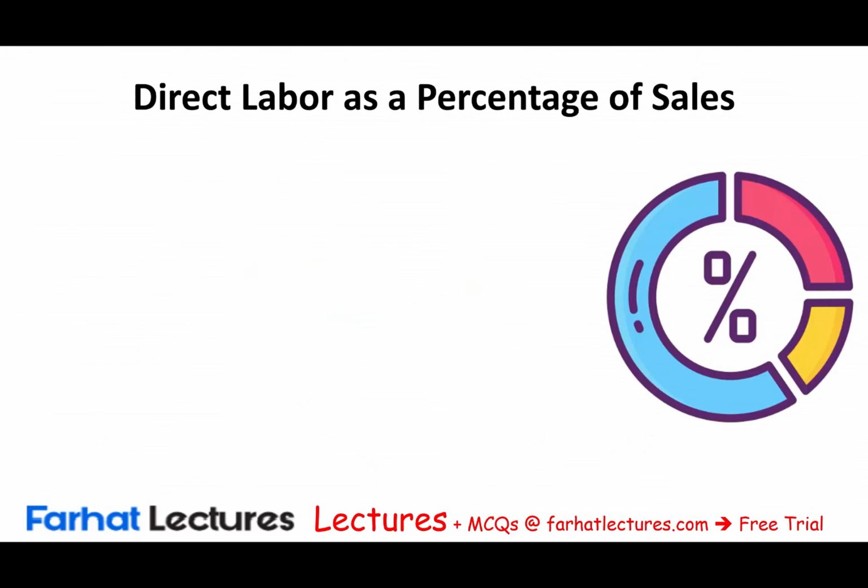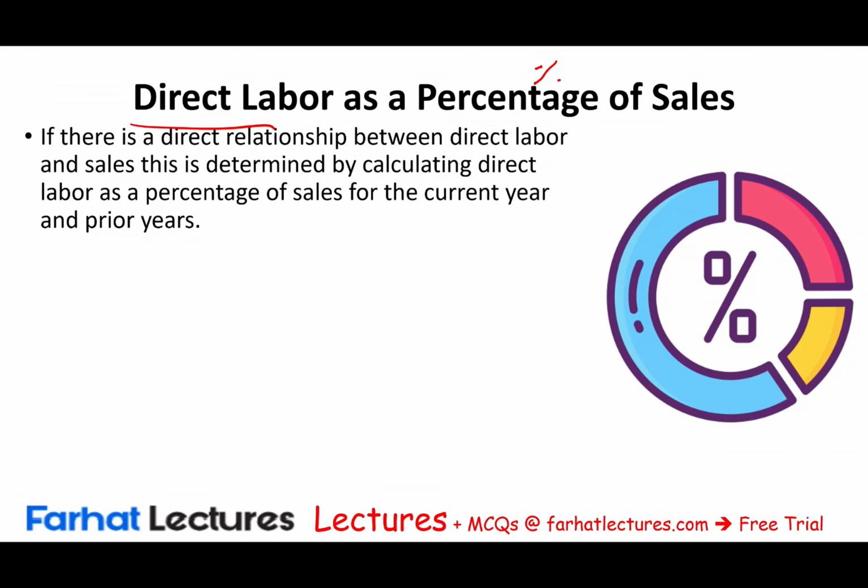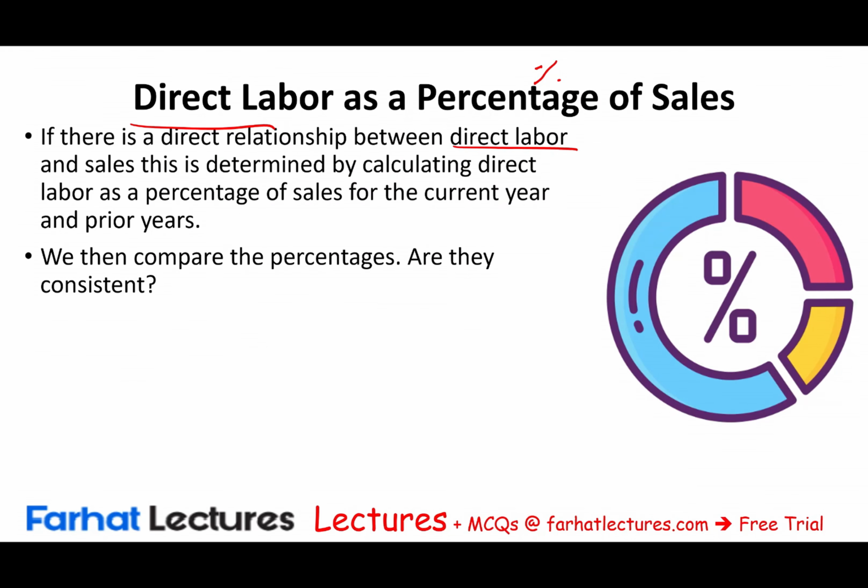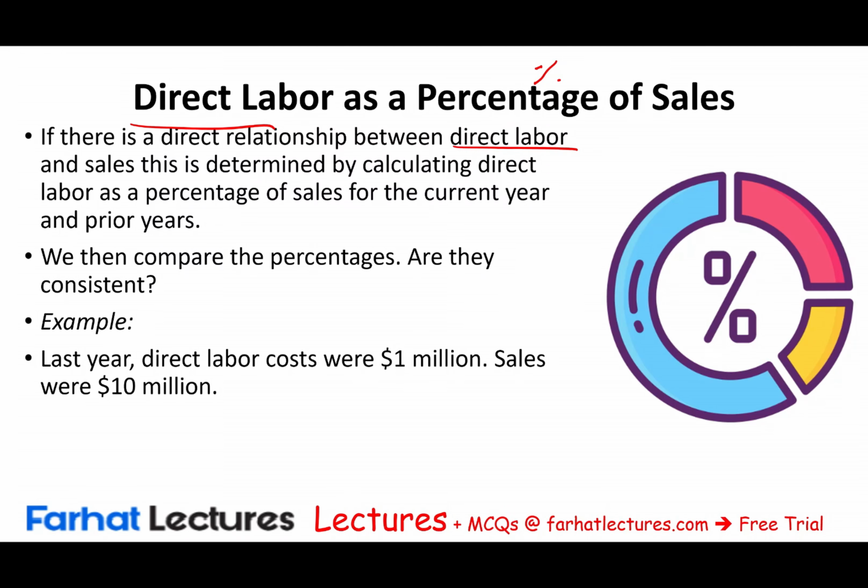Another tool we can use is direct labor as a percentage of sales. If there's a relationship between direct labor and sales, then we could look at this percentage from year to year, and it should be consistent. Now, again, we assume in here there's some sort of consistency. For example, last year labor cost was $1 million and sales were 10 million.